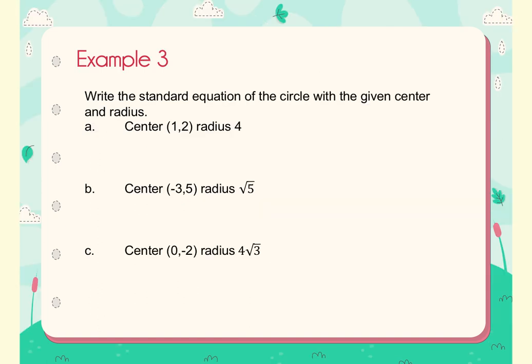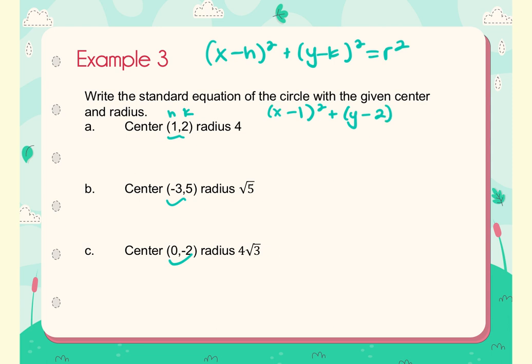All right, so now it says write the standard equation of the circle with the given center and radius. So now my center is no longer at 0, 0. My equation is x minus h squared plus y minus k squared equals r squared. So for A, this is my h and this is my k. So x minus 1 squared plus y minus 2 squared equals 4 squared, and x minus 1 squared plus y minus 2 squared equals 16. That's the standard form of your equation.